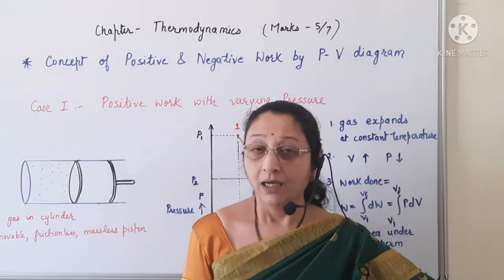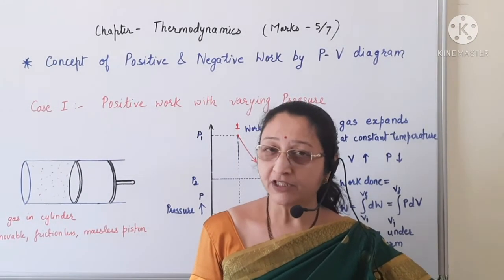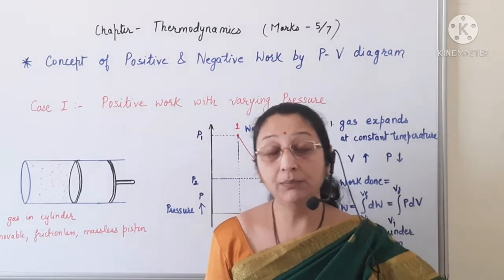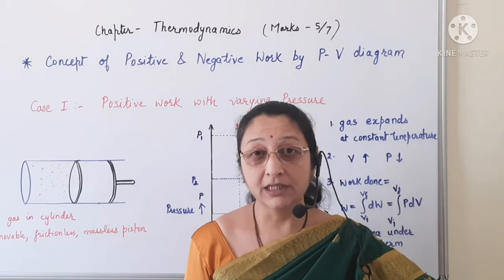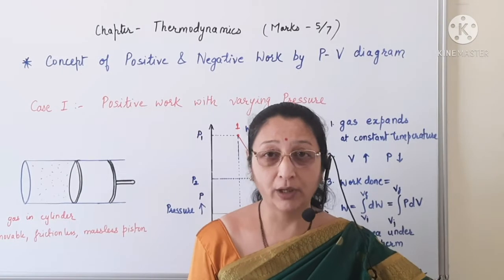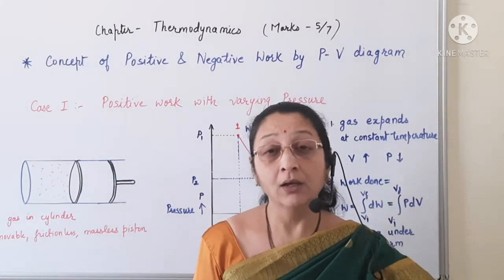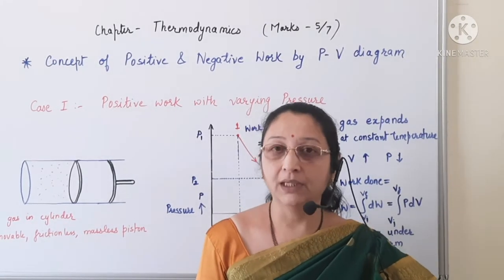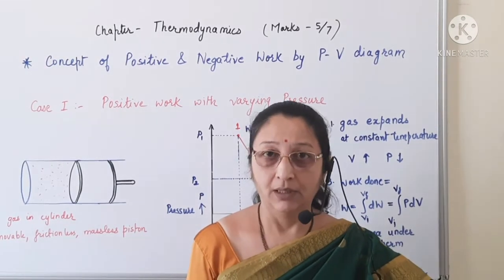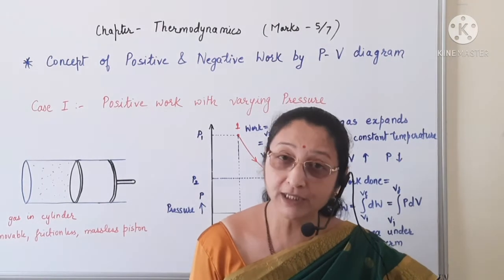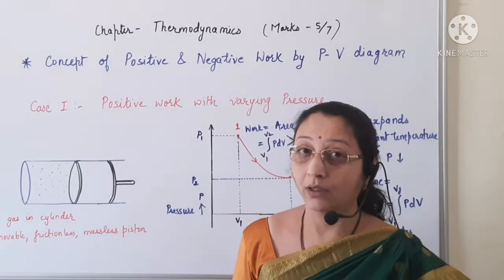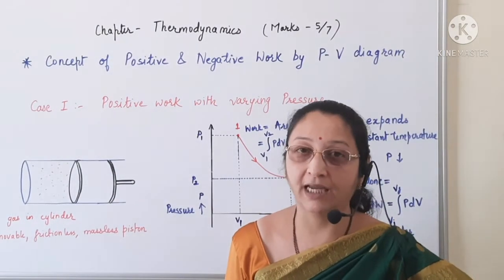Hello friends, in the last lecture of the chapter thermodynamics, we have discussed thermal equilibrium, heat, work done, internal energy. Also we have discussed the zeroth law of thermodynamics, the first law of thermodynamics, thermal equilibrium, and also the PV diagram. Now today in this lecture we are going to discuss the concept of positive and negative work, but with the help of the PV diagram.